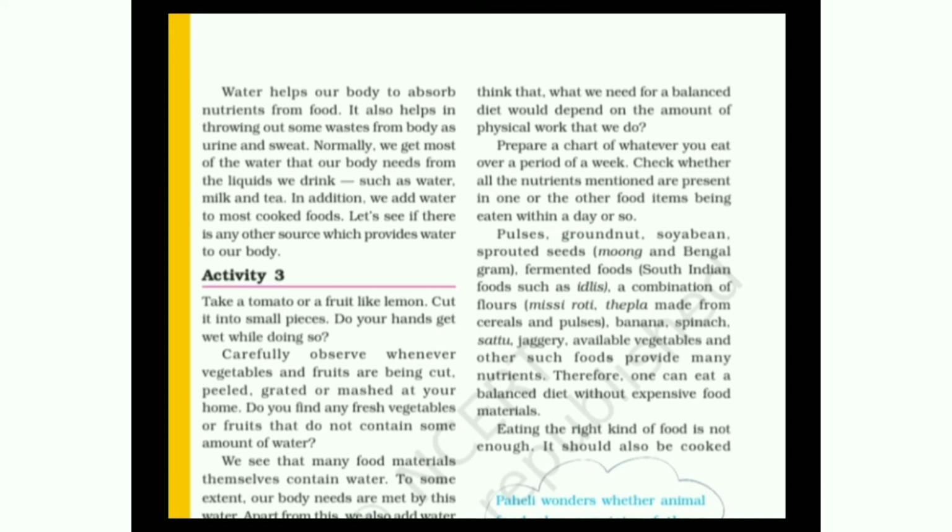Then water helps our body to absorb nutrients from food. It also helps in throwing out some wastes from the body as urine and sweat. Normally we get most of the water that our body needs from the liquids we drink, such as water, milk, tea. In addition, we add water to most cooked foods.